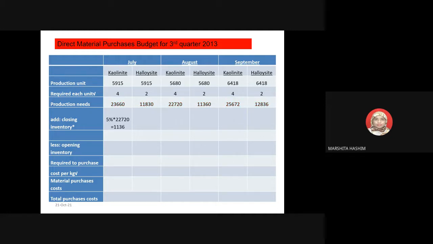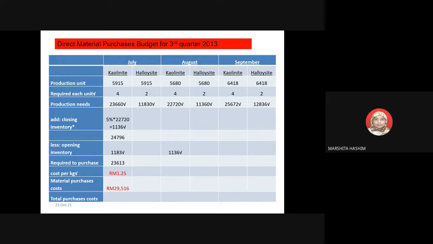Alright, if you prepare like this, you need to be extra careful. Make sure you consider the correct figure when you do kaolinite, especially when you determine closing inventories. Closing inventories of this month become opening inventories next month, so you send it to the correct column. Then calculate opening inventories, calculate requirement, and multiply by RM1.25, then you will get the material purchase for kaolinite July.